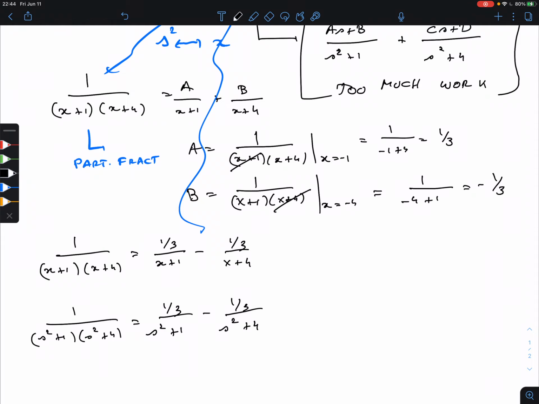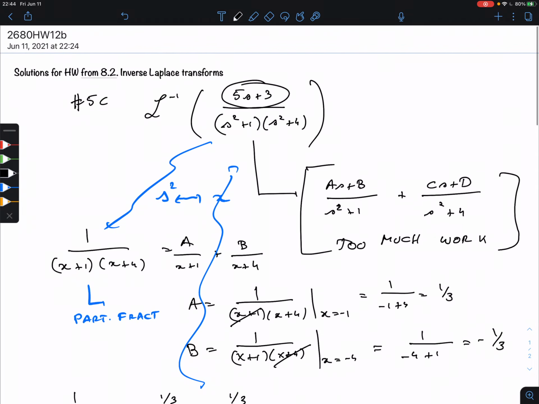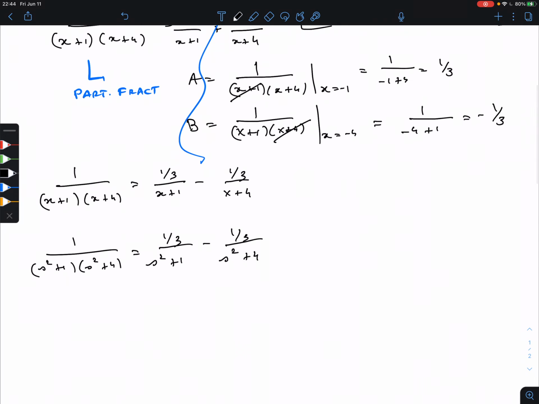Now we are almost there. What we have is 5s + 3, so we're going to multiply this by 5s + 3. I'll do this here. I'm going to multiply it by 5s + 3, and here the same, 5s + 3 and 5s + 3. Okay, so let's see what we get.